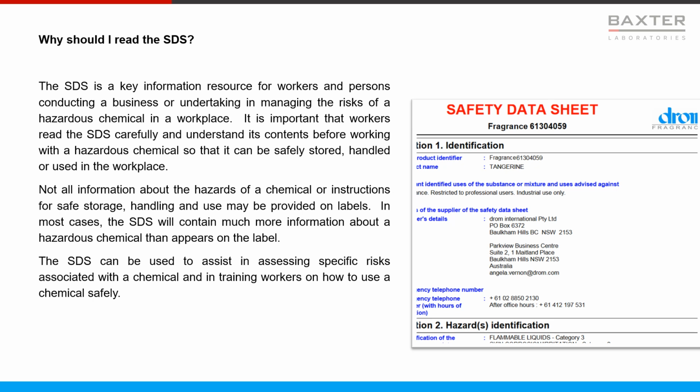Not all information about the hazards of a chemical or instructions for safe storage, handling and use may be provided on the labels. In most cases, the SDS will contain much more information about a hazardous chemical than appears on the label. The SDS can be used to assist in assessing specific risks associated with a chemical and in training workers on how to use the chemical safely.